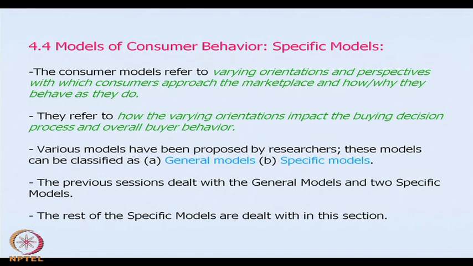Now, as we all know, consumer models basically help us understand the varying approaches, the varying perspectives and orientations with which consumers approach the marketplace and enter into the decision making process. They basically refer to how the various orientations have an impact on the buying decision process and overall buying behavior. General models and specific models have been proposed. The previous sessions have dealt with the general models and the specific models. Today, the rest of the 2 specific models will be dealt with in this session.